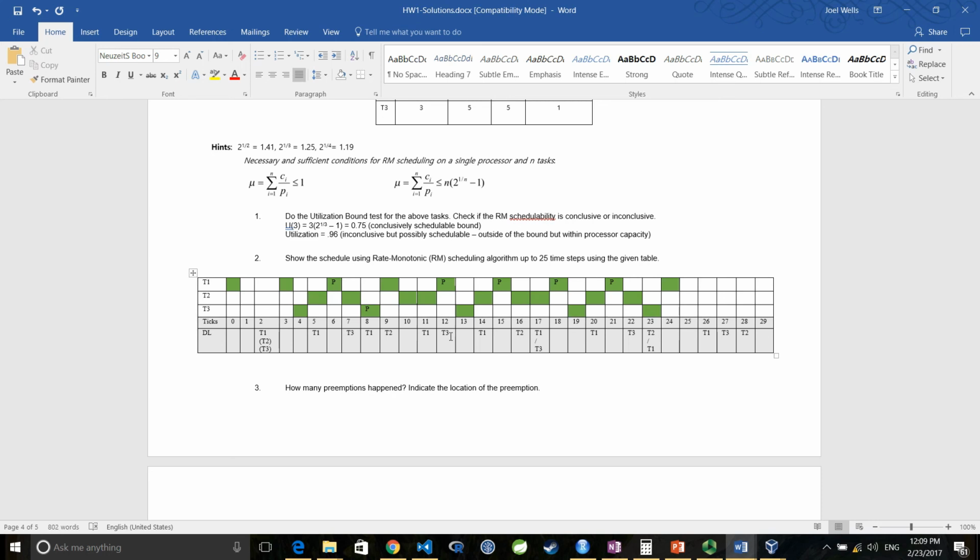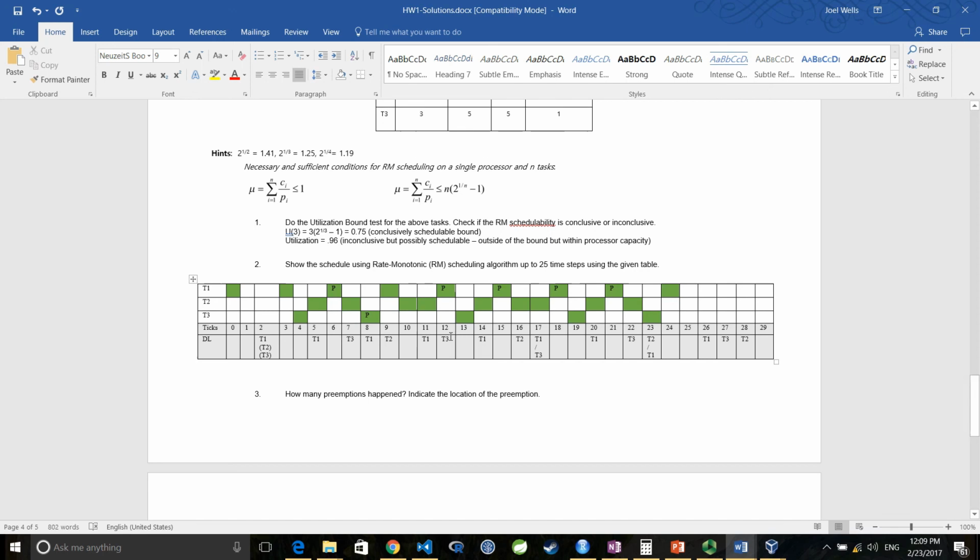Okay. Sharon, were you starting to say something? Shorter priority is higher. Yes, that's exactly right. Your priority is the inverse of your period, so shorter periods have higher priorities. That's exactly right.